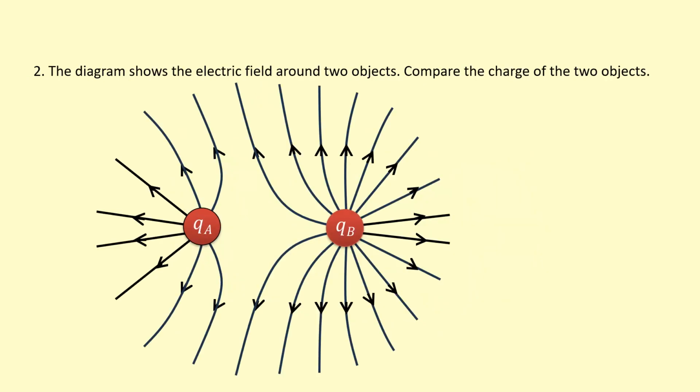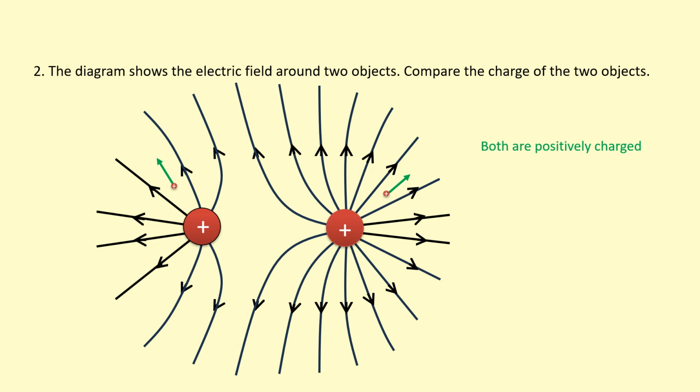Example 2 here: the diagram shows an electric field around two objects. Compare the charge of the two objects. Let's start with the direction here. If I was a positive charged particle over here on the top left, the force would be towards the top left because I'm being repelled. So that must mean QA is positive. Let's try again at another point here, and I'm being repelled again towards the top right on this side. So that must mean QB is also positive in order to repel it like this. So they're both positively charged particles.